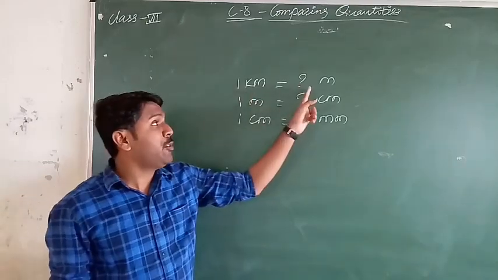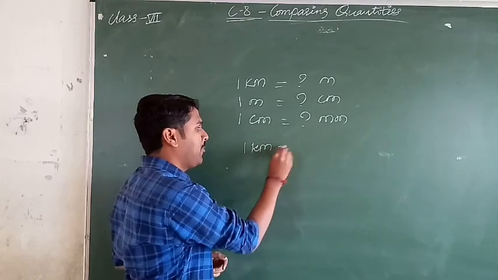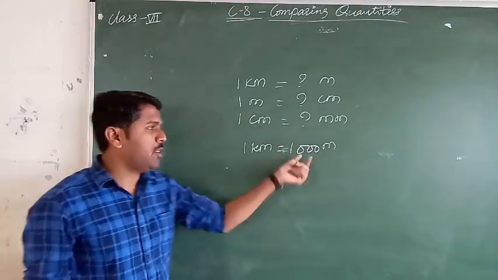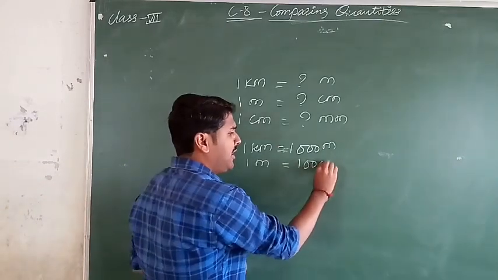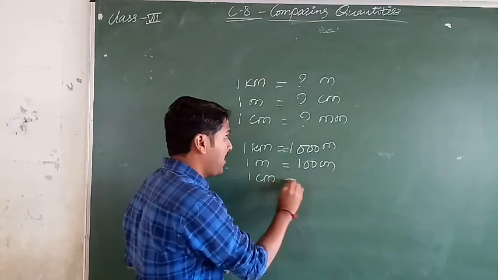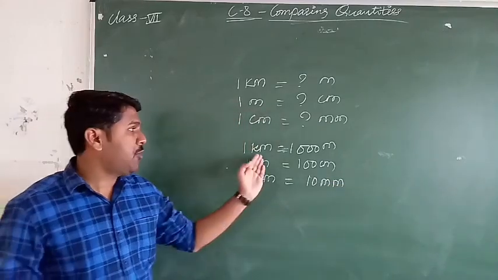So here 1 kilometer equals to how many meters? 1 kilometer equals to 1000 meter. Like that, 1 meter equals to 100 centimeter. So 1 centimeter equals to 10 millimeter. So this is for distance.